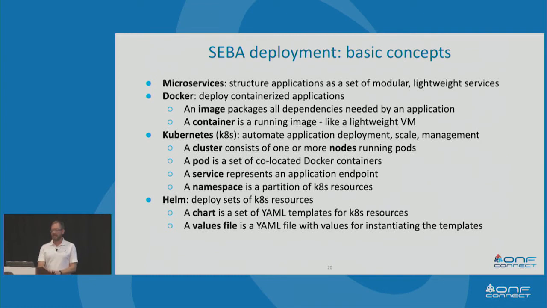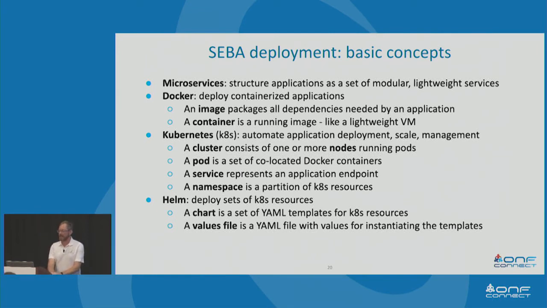It consists of clusters of one or more nodes. We're going to deploy SEBA on a Kubernetes cluster consisting of a single node, but obviously, a cluster can have more than one node. In Kubernetes terminology, a pod is a set of co-located Docker containers that always have to be running on the same node. For the most part, a pod and a container you can think of as the same thing, but a pod can actually sometimes have multiple containers.